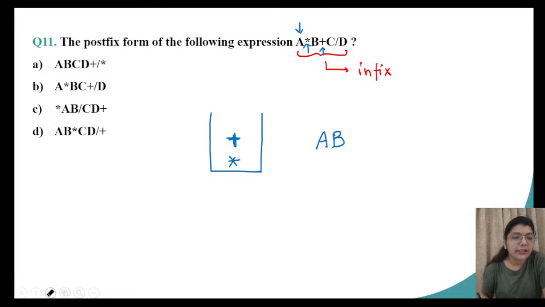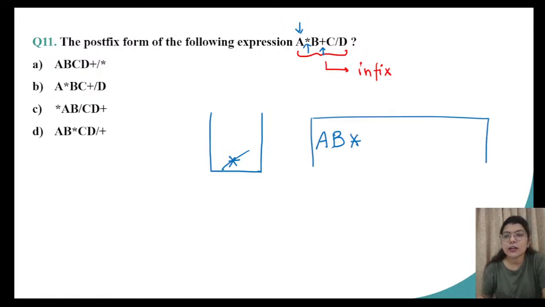As soon as we saw that plus is a low priority operator and multiplication is high priority, and plus cannot come above multiplication, what we will do? Before inserting plus, we will pop this and insert it in the output, treat this as your output, and now we will insert plus after popping. Higher can come over low, but low will never come over high. Then we have C, so I'll insert C.